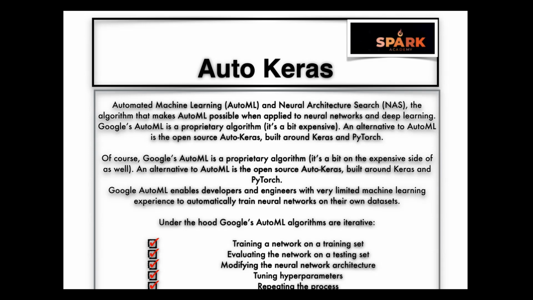Google AutoML enables developers and engineers with very limited machine learning experience to automatically train neural networks on their own data sets. Under the hood, the Google AutoML algorithm is iterative. So what are the main objectives of Google AutoML? First, training a network on a training set. Second, evaluating the network on a testing set. Third, modifying the neural network architecture, right? Fourth is tuning the hyperparameters, finally repeating the whole process. I think it's quite obvious how Google AutoML operates.